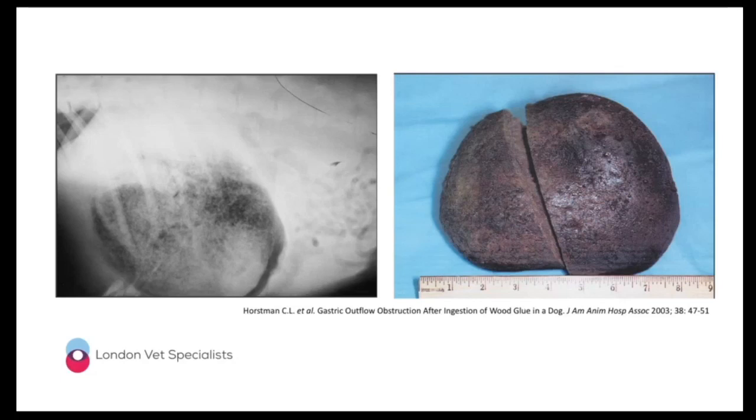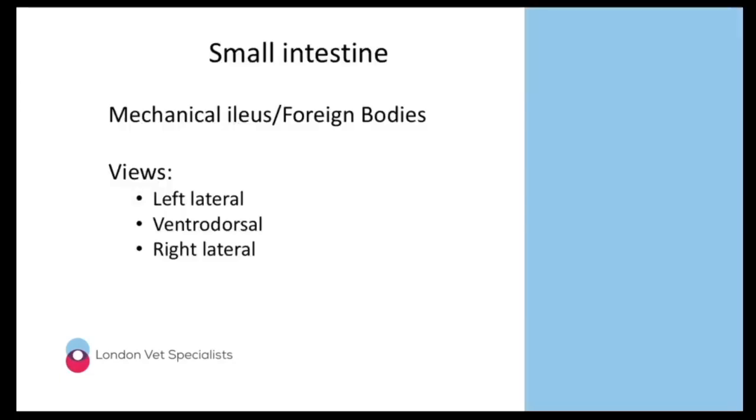So wood glue rapidly expands following ingestion, and apparently can taste quite sweet, which is why dogs can sometimes eat it. So they eat this wood glue, which is a liquid, and then it rapidly expands in their stomach, creating just a big rock, a big boulder foreign body, which then needs to be removed. So that's a nice example of a novel foreign body that hopefully you guys won't forget.